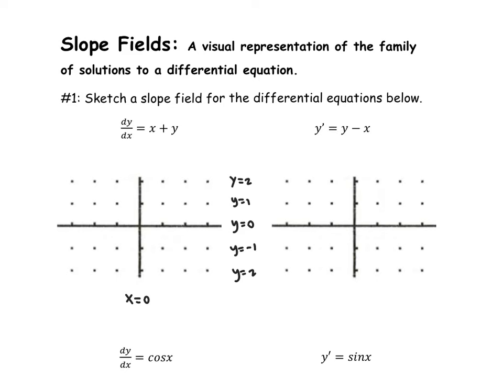Oh, you know what's bothering me? It's probably bothering you too. That y is different than all the other y's. Let's clean that up. Okay, so I'm going to take x plus y in each of the cases. So 0 plus 2, it's going to be a slope of 2. 0 plus 1, it's going to be a slope of 1. 0 plus 0, it's 0. 0 plus negative 1, negative 1. 0 plus negative 2, negative 2.